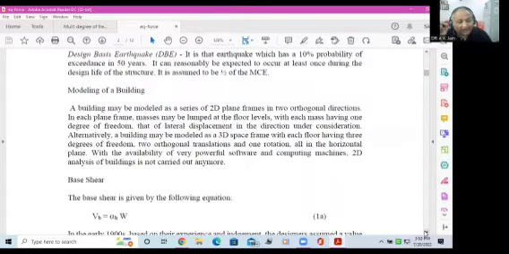Alternatively, a building may be modeled as a 3D space frame, with each floor having 3 degrees of freedom: 2 orthogonal translations in the x and y directions, and 1 rotation about the vertical axis Z. So all the 3 deformations, the 2 orthogonal translations and the rotation, occur in the horizontal plane. Now, with the availability of very powerful software and computing machines, 2D analysis is not done anymore. So we always go for a space frame analysis.